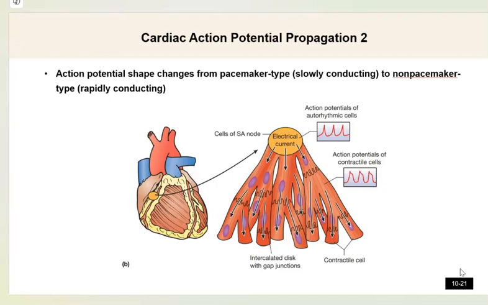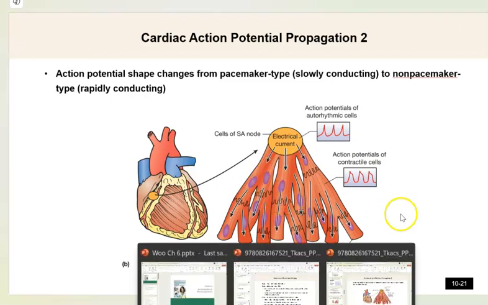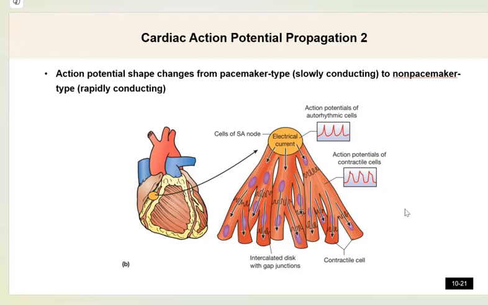This is a nice picture that helps us show that the action potential shape changes from a pacemaker cell, which we said was slow, to the non-pacemaker cell, which is fast. So this is just showing us that in this nodal activity here it is slower, but once it reaches the non-cardiac pacemaker, it's very fast. And this is really important to understand.